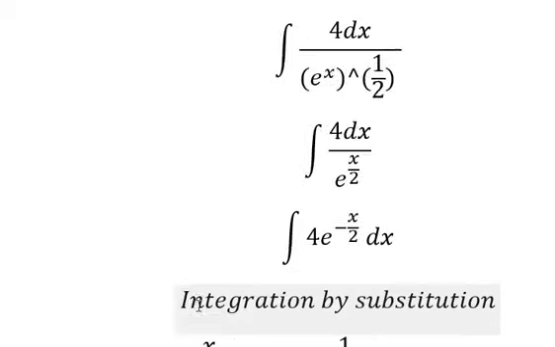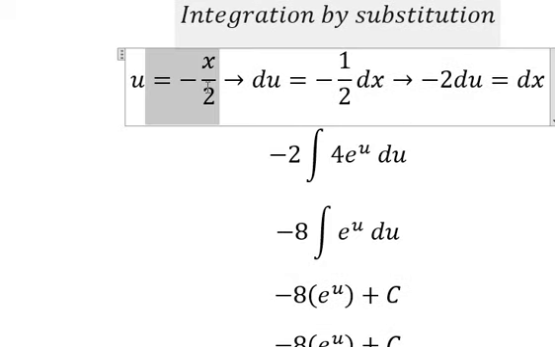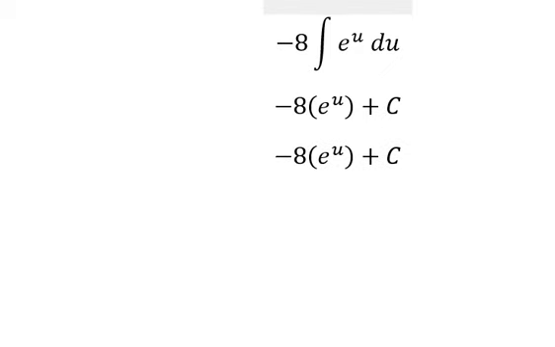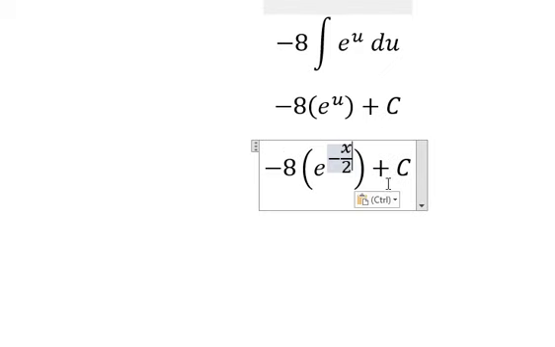About u, that is negative s over 2. And this is the final answer.